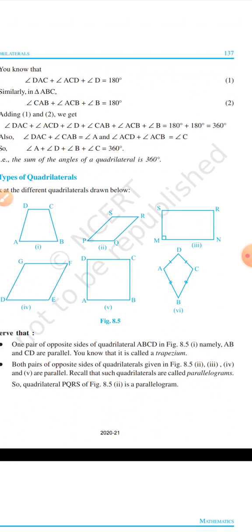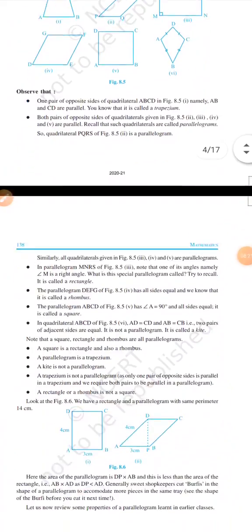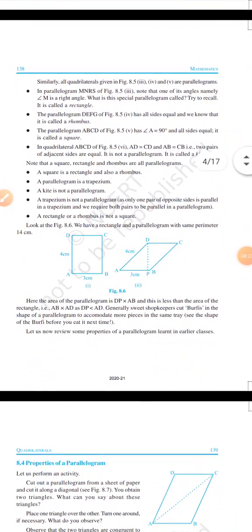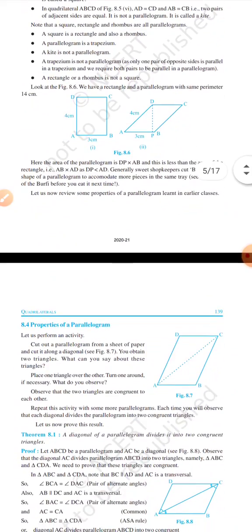So in this chapter, we will study in detail the parallelograms. What are the properties of parallelograms? There are some major theorems. To solve these theorems, you should be well aware of the chapter on triangles, which is related to congruency.